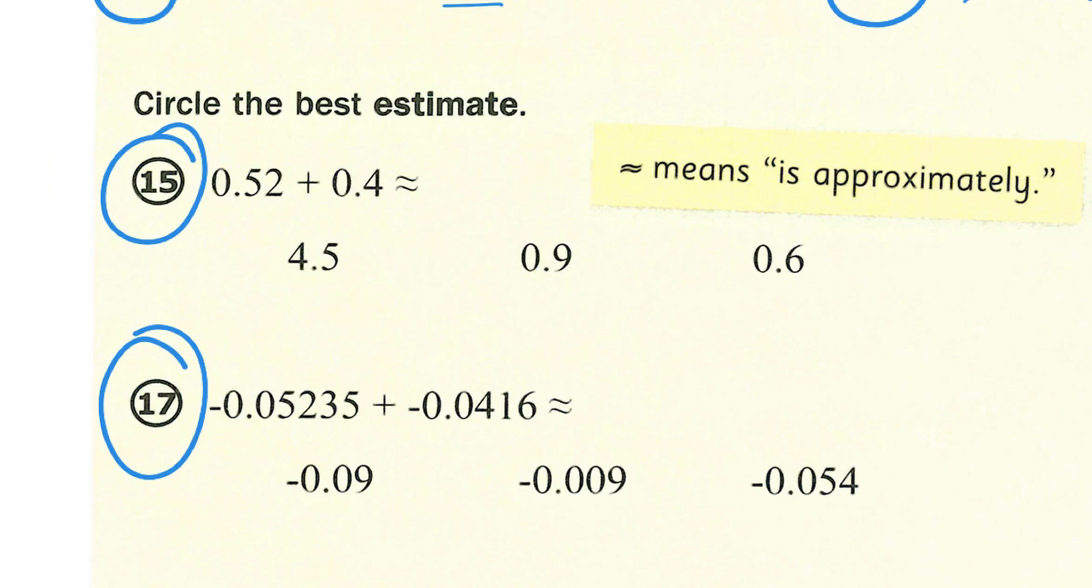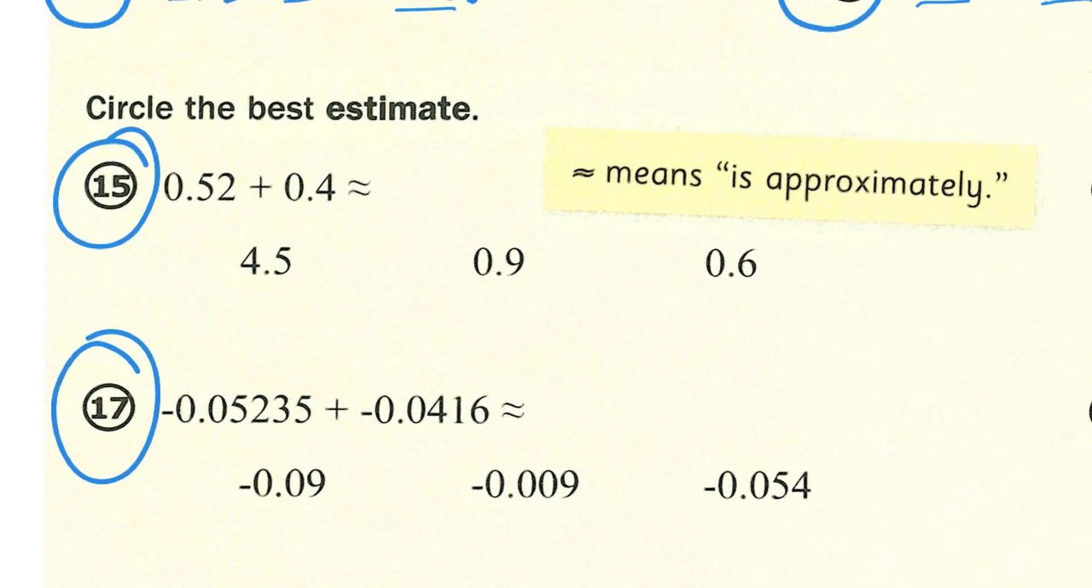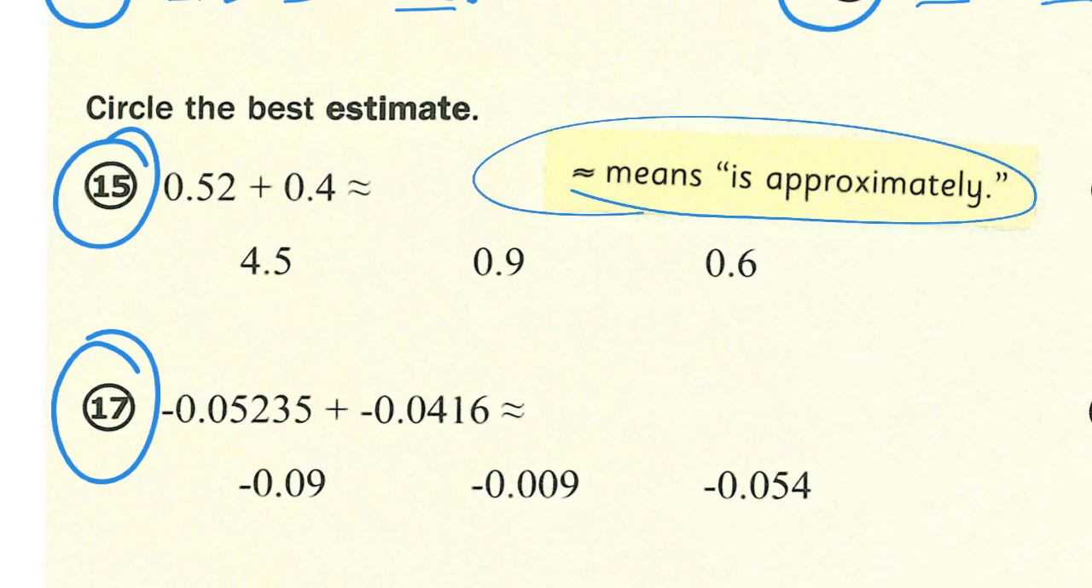In 15 and 17, we are estimating. Our squiggly line means approximately. And so in 15, 0.52 plus 0.4 is going to be approximately 0.9. I'm looking at those tenths digits there. 5 plus 4 is 9.